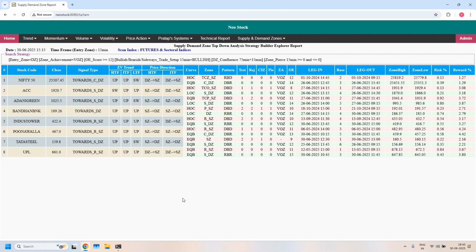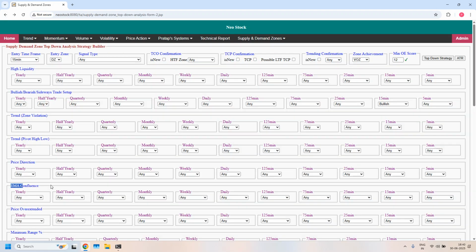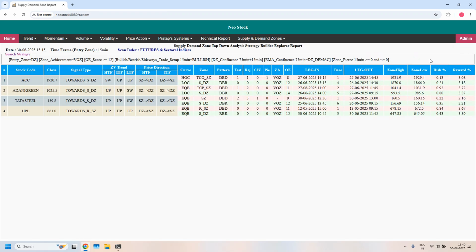Let's further filter based on EMA confluence. In the EMA confluence, at 75 minutes time frame, I'm checking whether the 75 minutes demand zone has daily EMA or not. Let's filter. We got 4 stocks. That way, these 4 15 minutes demand zones might have more high probability to succeed, provided less than 20 checklist items are satisfied. Otherwise, zones will be violated.